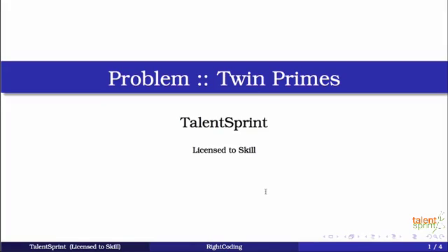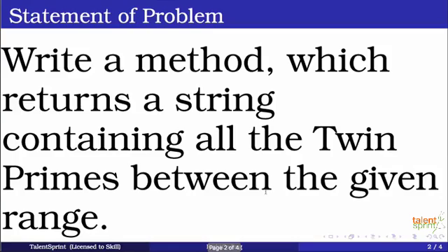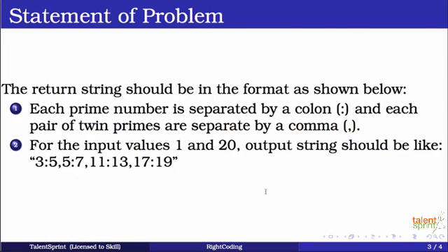Today in this video we are going to write the problem on twin primes. We're going to write a method which returns a string containing all the twin primes between the given range. So the return string should be in the format as mentioned in the below 2 points. Each prime number is separated by a colon and each pair of twin primes are separated by a comma.